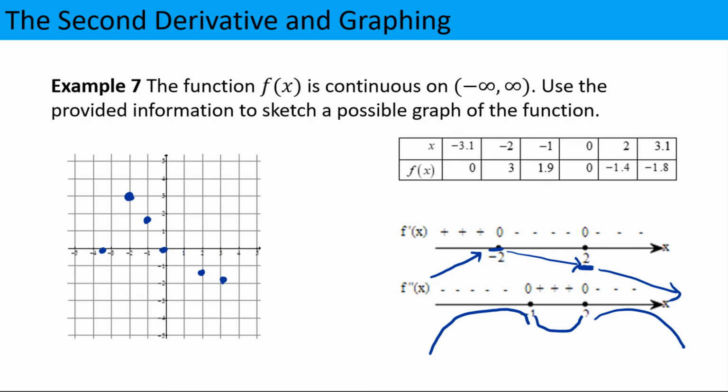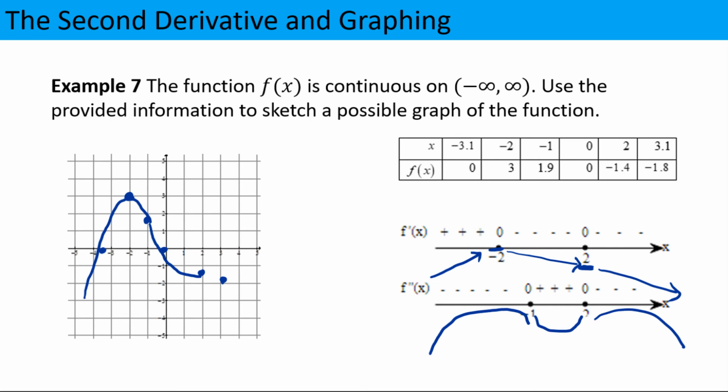We need to match those characteristics with the ordered pairs we've got plotted. So let's begin. We need the function to be concave down from negative infinity to x equals 1. The function is rising, goes through those points. Now, from x equals negative 1 to 2, it's concave up, and the function is continuing to decrease, so it should look kind of like this.